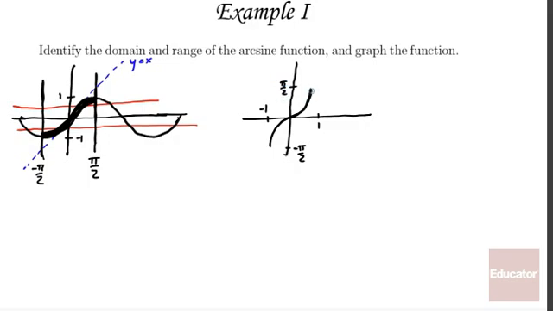And I can't keep going with this. I can't draw the rest of the graph because if I do draw any more, I'm going to get something that fails the vertical line test. It won't be a function anymore. So this is the entire arcsine function.